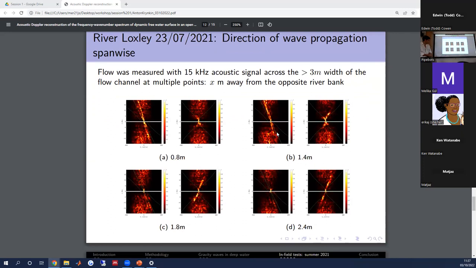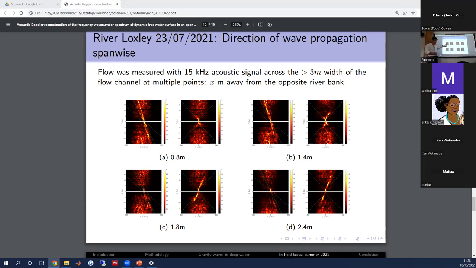We generated a lot of graphs from this, but the most important things are here. These graphs are the results from the experiments taken at 0.8 meter, 1.4 meter, 1.8 meter, and 2.5 meter away from the bank of the river. Effectively, we went from one bank to another bank with this truss being moved. The truss was oriented in the streamwise direction. And what you see here is the green lines. Unfortunately, I don't know why Anton and Julia plotted such small graphs.